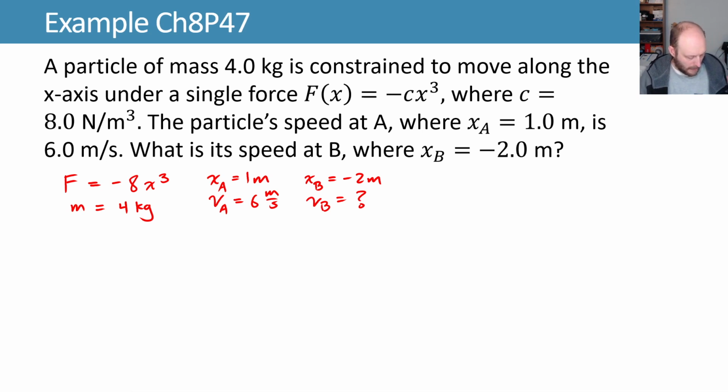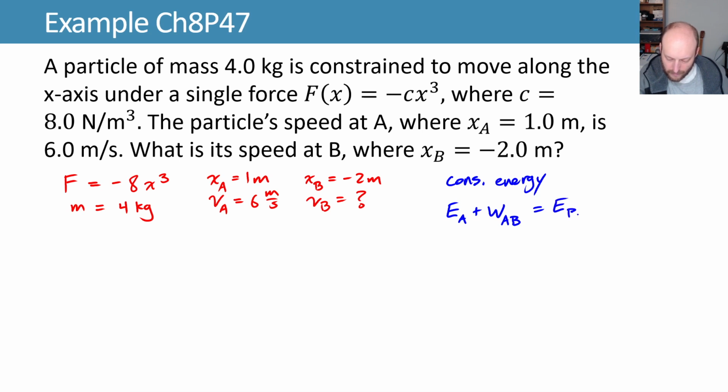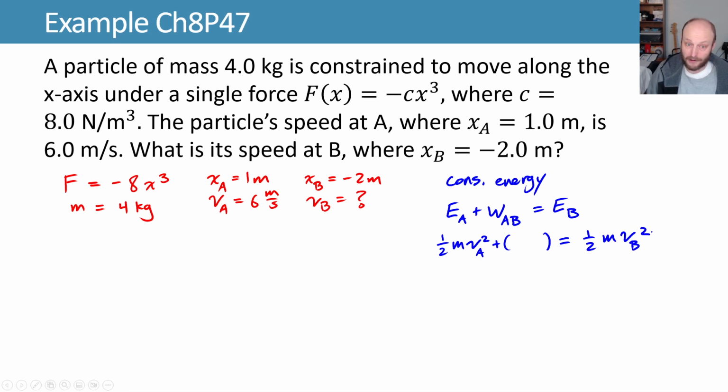Now we want to know, what is the speed? I can do a conservation of energy statement, or I could do a work energy principle statement. Either way, we can say whatever energy we start with, plus the work that's done to get from A to B, is equal to the total energy we end with. The energy we start with is 1/2 mVA squared, plus we don't know the work yet, so we need to figure out that work, and then that gives us, so plus something is equal to 1/2 mVB squared. Let's try and figure out that work.